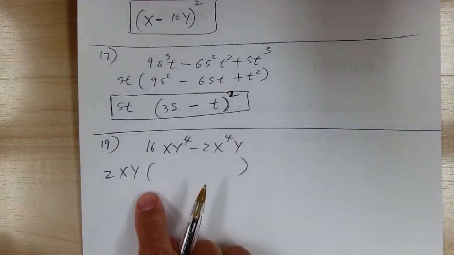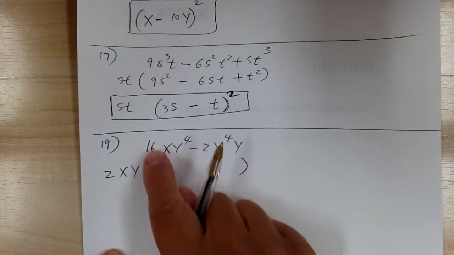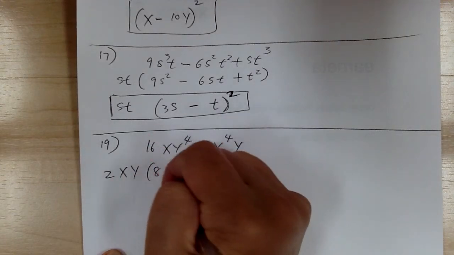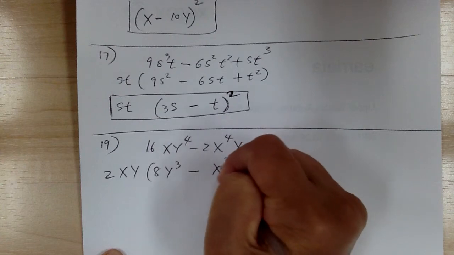Okay, so let's see what's left over. You can do the checking. 2 times 8 gives you 16. The x is gone, so you need to have y to the 3. The 2 is gone, so you're going to get x cubed.